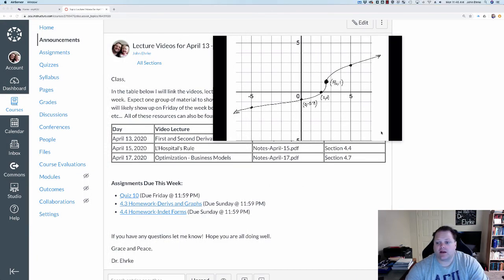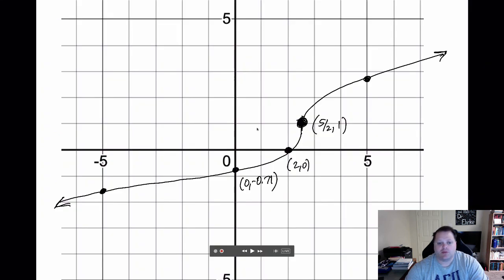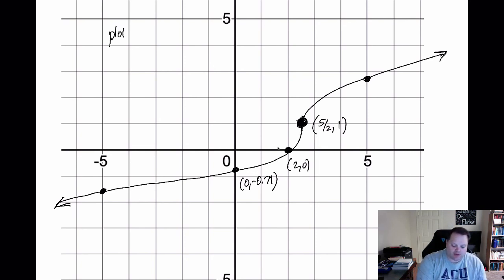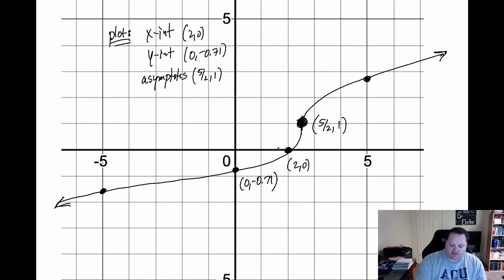There weren't any maximums or minimums for this example. But if you had any maximums or minimums, you would want to plot those as well, just to make sure that you're correctly putting it in. So what do you plot, right? So think about what you should plot. Points. You should plot your x-intercept. We did. That was 2, 0. Your y-intercept. We did. That was 0, -0.71. Any asymptotes. You should plot those. We did. We knew that the graph went vertical at 5/2 and 1. Any maxes? Well, we would have, but there weren't any. Any minimums? Well, we would have, but there weren't any.